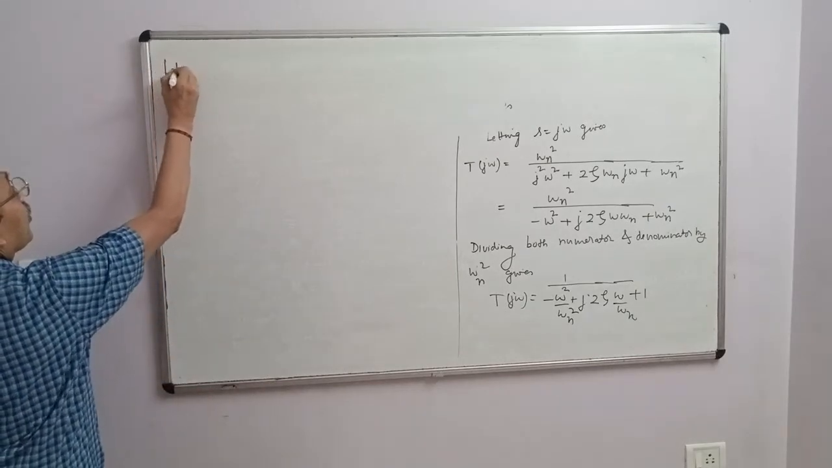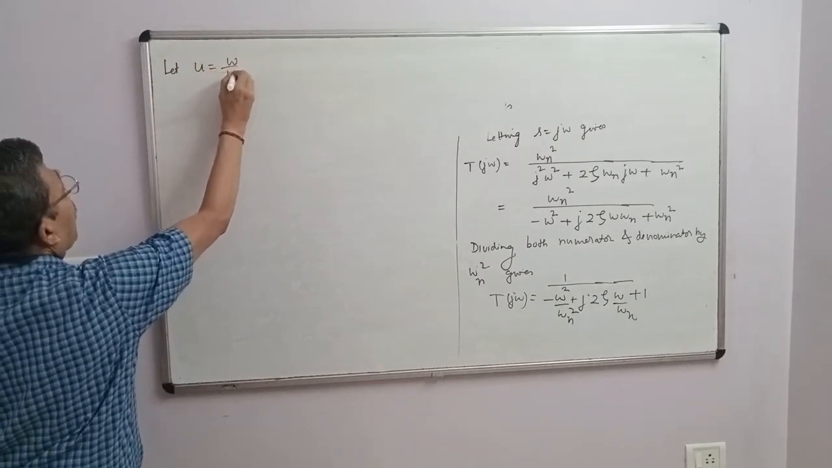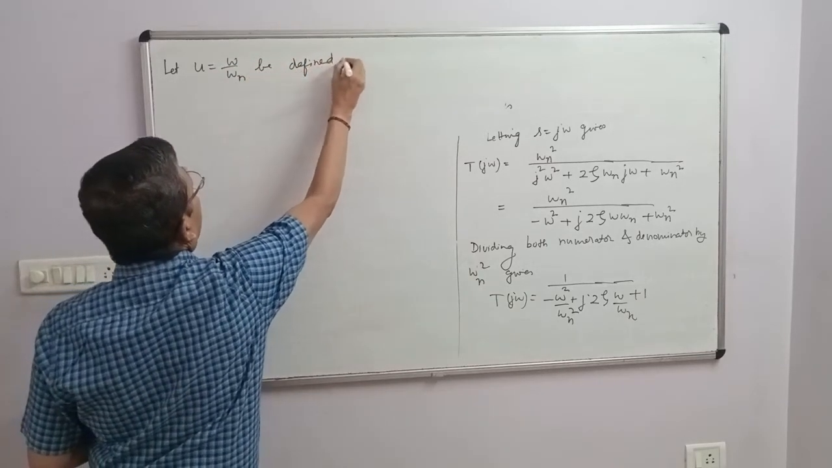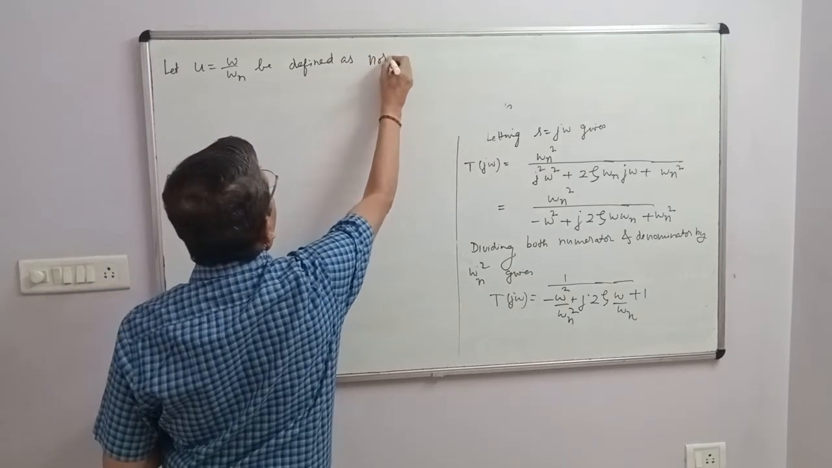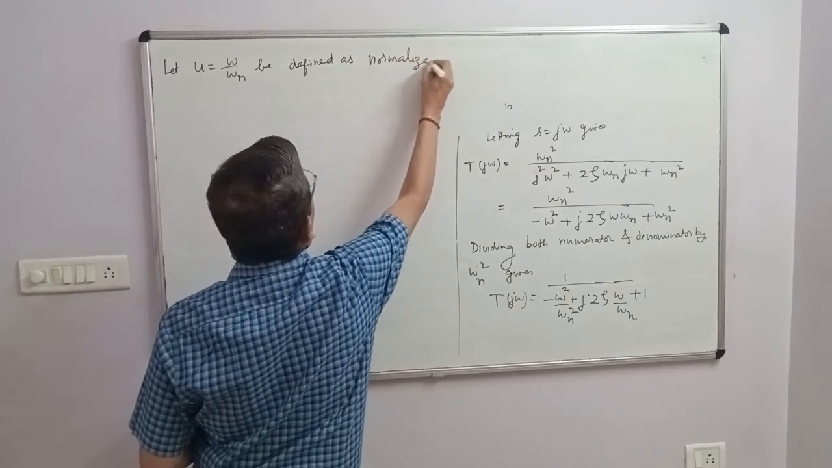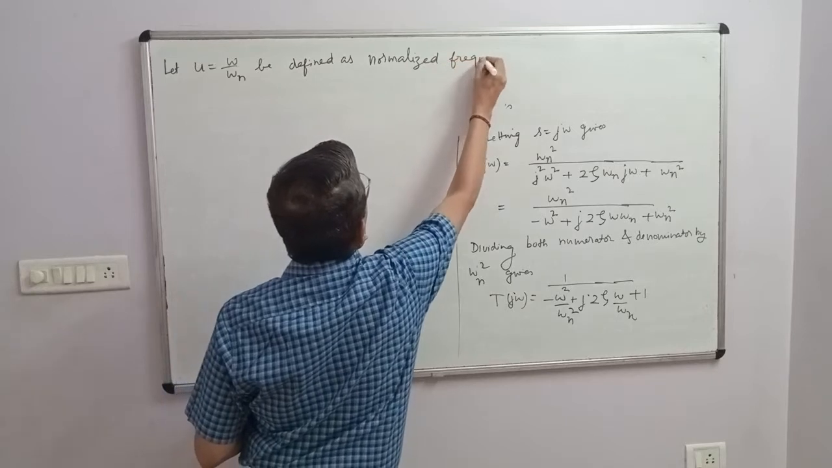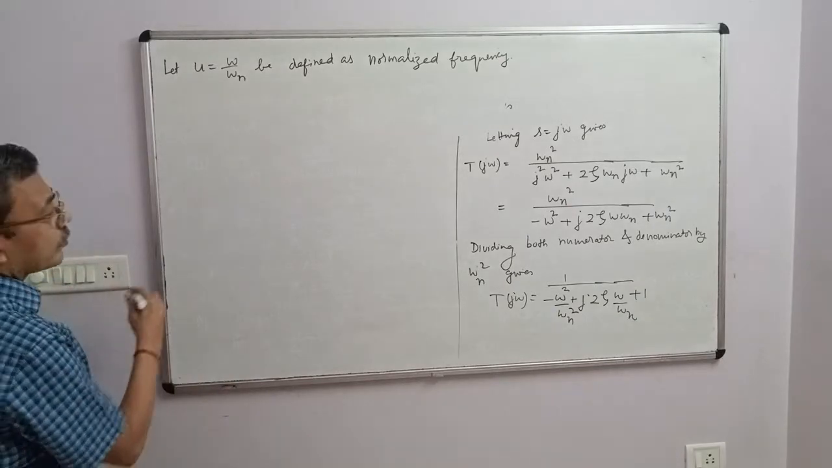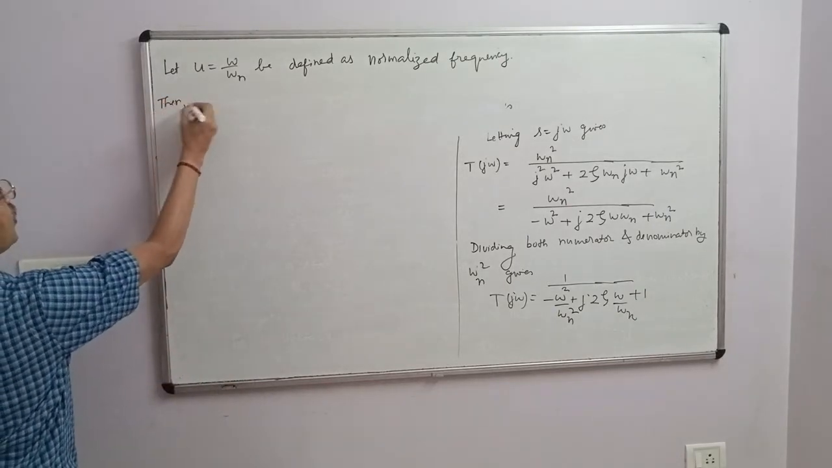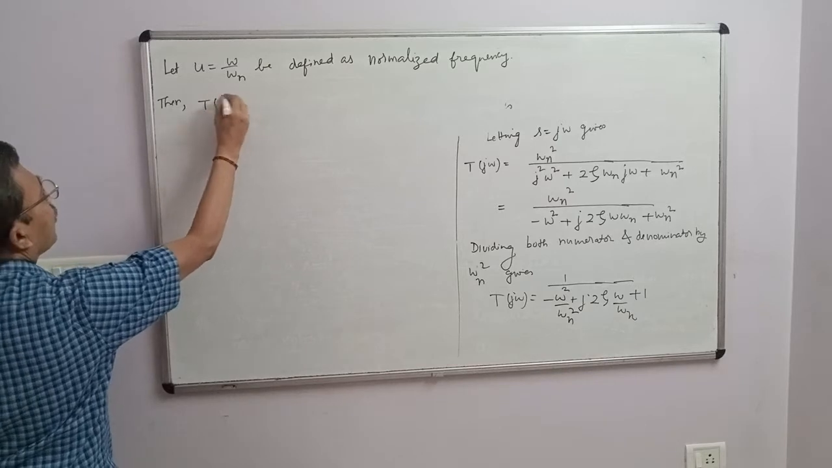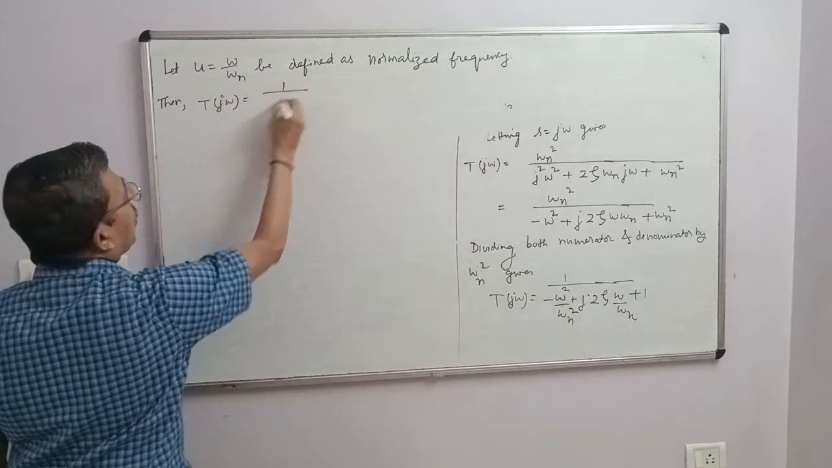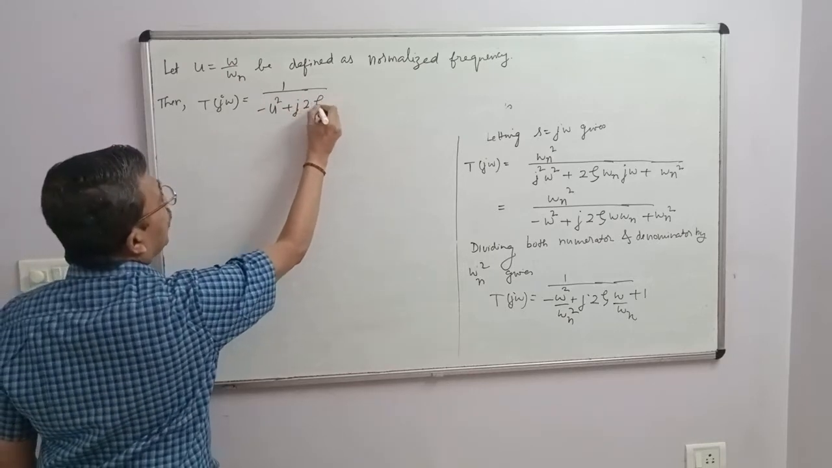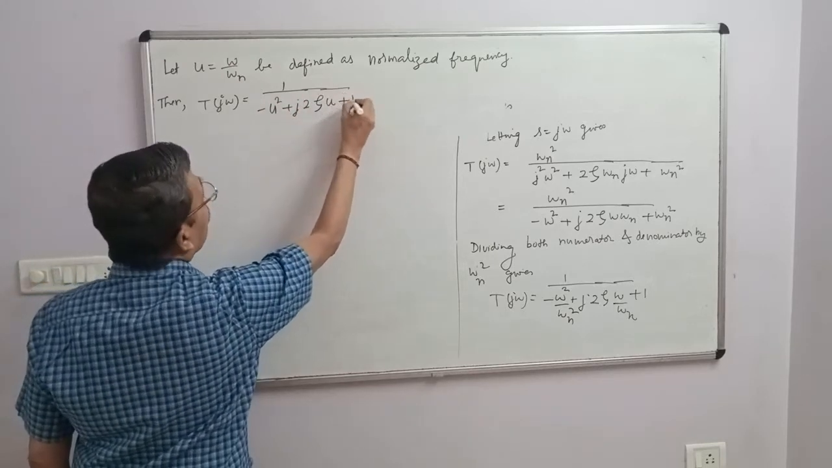Let u is equal to omega by omega n be defined as normalized frequency. Then T of j omega is equal to 1 over minus u square plus j times 2 zeta into u plus 1.